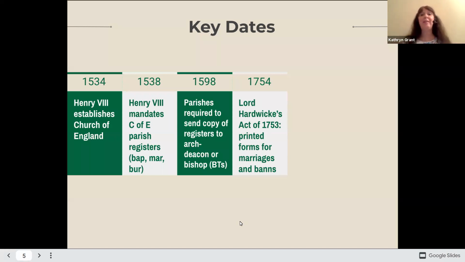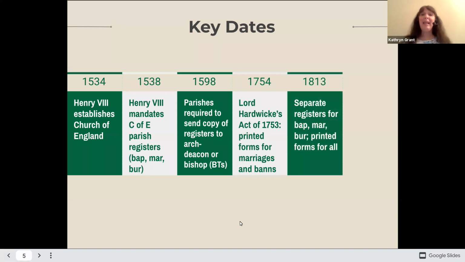But one of the things that they put in place, which is particularly of interest to us as genealogists, is that they required printed forms for marriages and banns. Makes it so much easier and standardizes the information. And then in 1813, they decided to mandate printed forms for all parish registers. So births, marriages, and burials all began to use printed forms. And again, that's such a boon to genealogists because the information is more consistent and more readable.